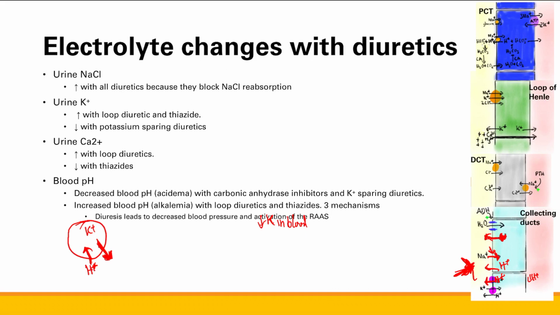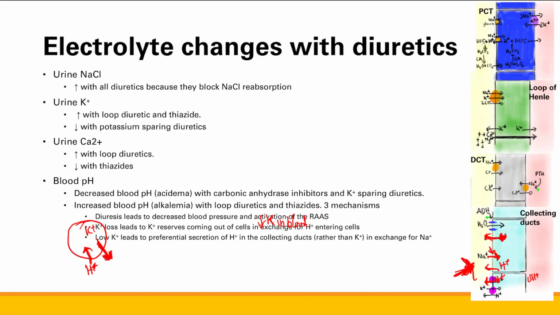So I forgot to tell you actually that these three mechanisms are a little lower yield, okay? So you don't have to memorize these. They are a little helpful just to understand, and they're kind of easy just because they're all based on the sodium potassium H plus exchange in the collecting ducts. But the important thing to know is that loop diuretics and thiazides increase your blood pH. Carbonic anhydrase inhibitors and potassium sparing diuretics decrease your blood pH.